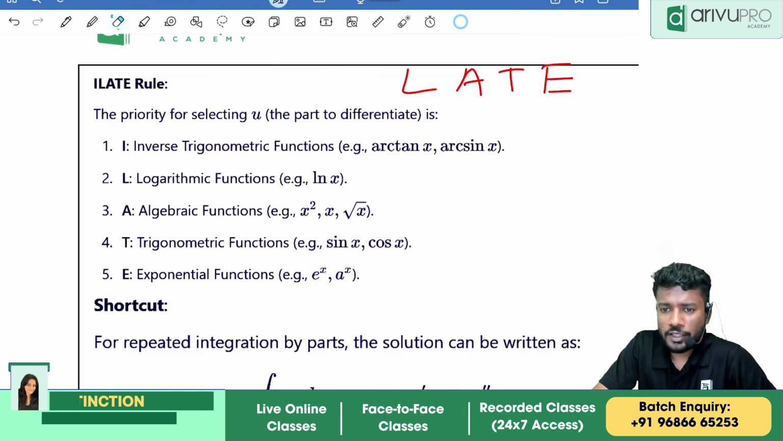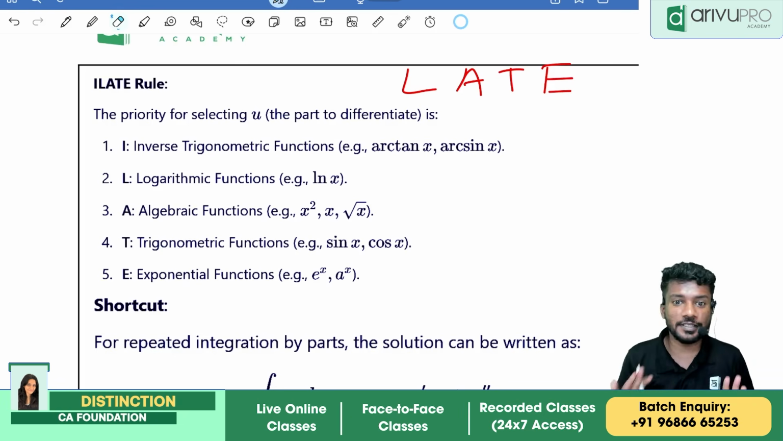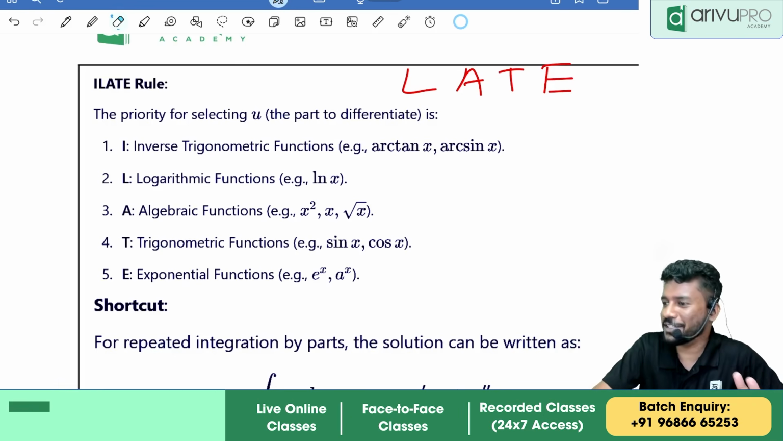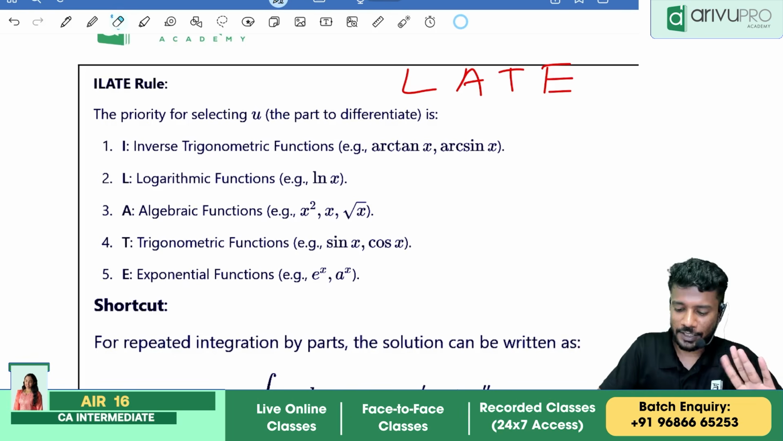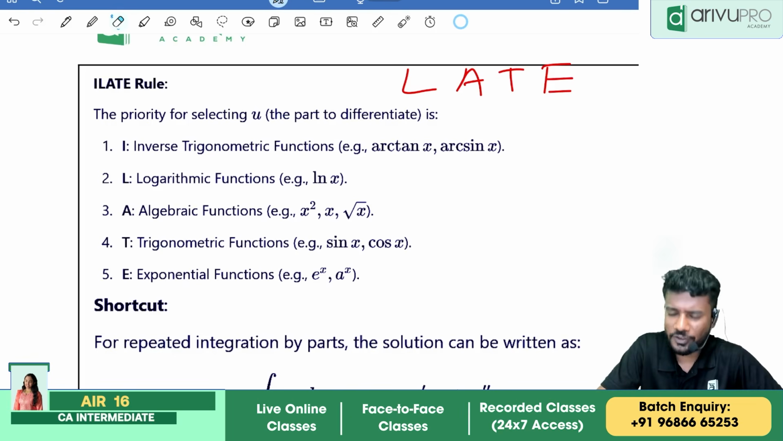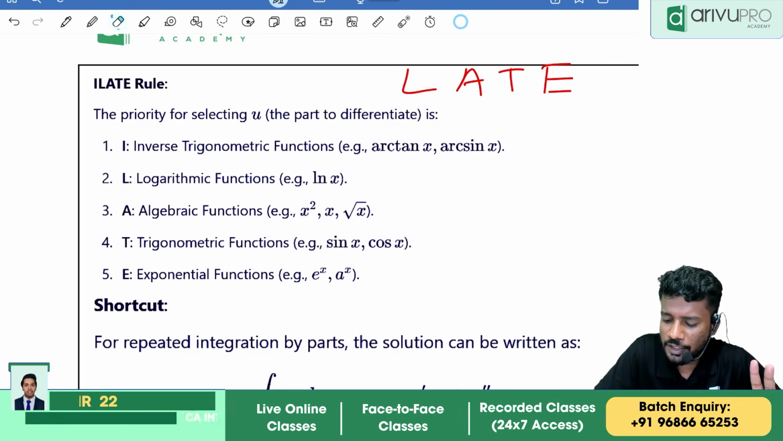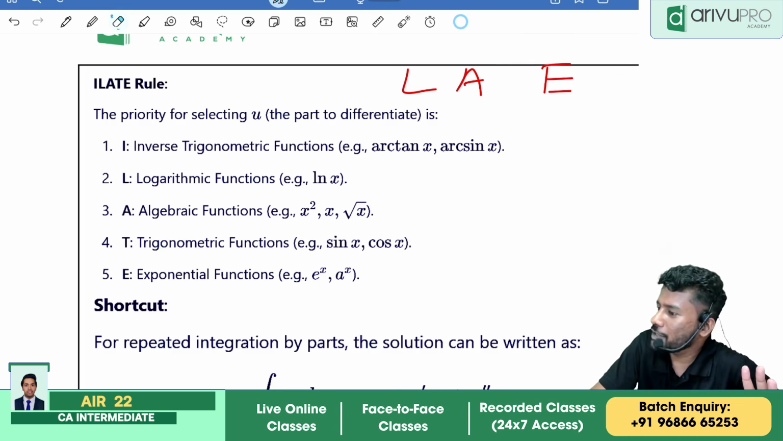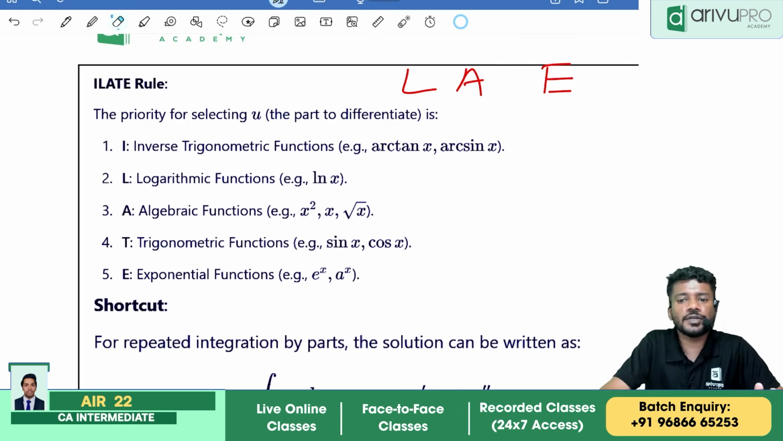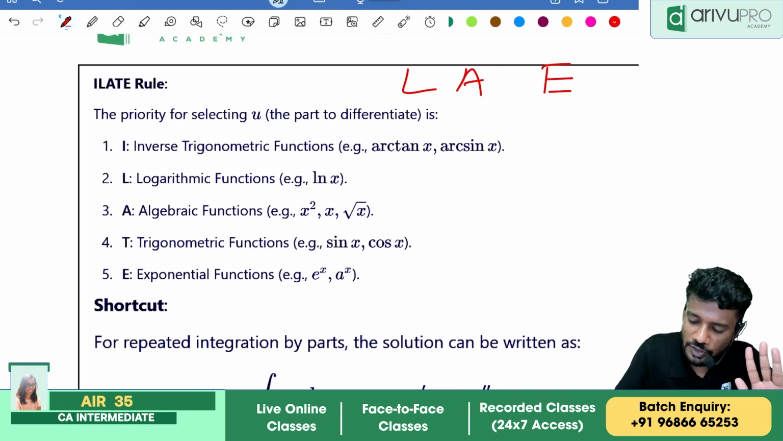Are you studying logarithm? Are we having logarithm in the syllabus? Yes, we have logarithm in the syllabus. So L is required. Then the third one is algebraic function. That means whatever x square, x cube, x plus 1, everything will come under that. Then are you studying trigonometry? No. Are you studying exponential functions, e raised to x, a raised to x and all? Yes. So we only want this much, three functions.